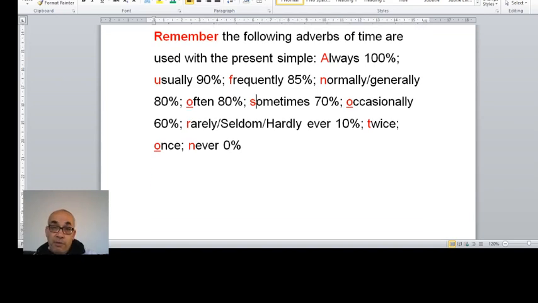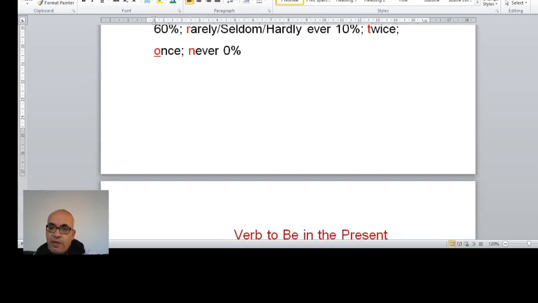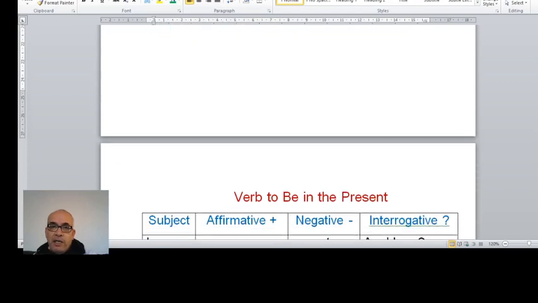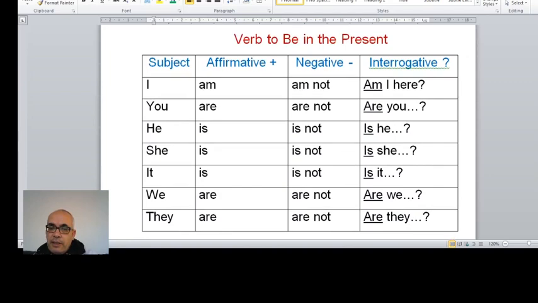But if you know all of them, and if you are a high-level student, that's really great. This means you have got very good English and you can color your language. Now, this one, verb to be in the present, as you can see, I drew the table for you.